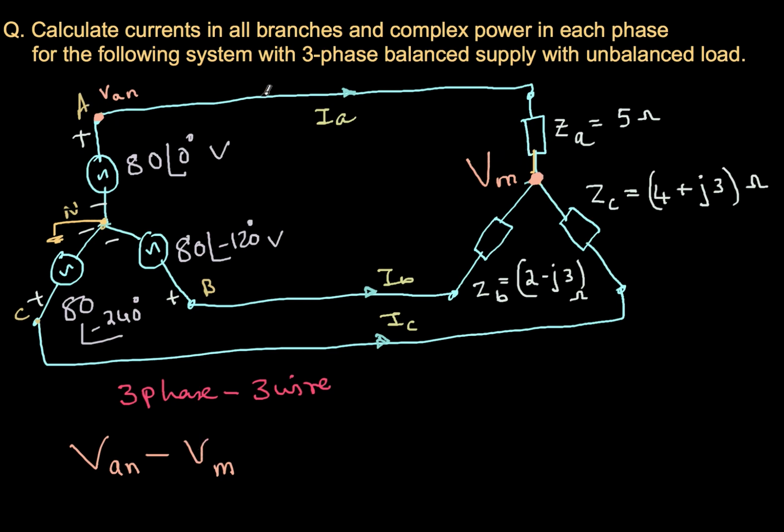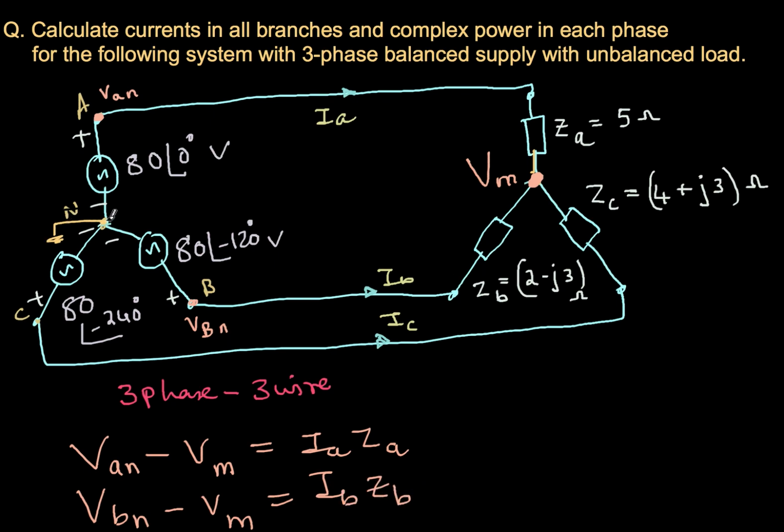Vm is unknown. Now this voltage drop is nothing but Ia multiplied by Za. So this is a simple Ohm's law. The voltage difference between these two points is nothing but the voltage drop because of the current multiplied by the impedance. We get one equation like this. Now what about another equation? If you look at the other branch, the voltage here is Vbn. The voltage with respect to this is again 80 at minus 120 degrees. And the voltage here is again Vm, and the voltage drop in this branch is Ib into Zb. So I can write Vbn minus Vm is equal to Ib Zb.